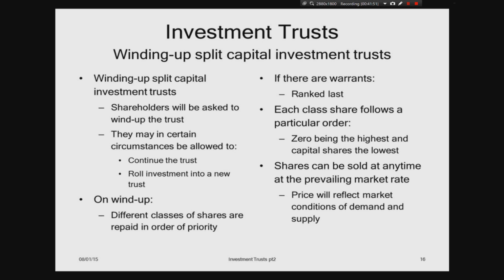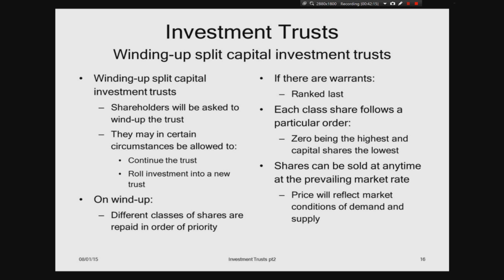If the trust is wound up, the different classes of shares are repaid, obviously once all liabilities have been settled, in order of priority after repayment of loans or debentures. If there are warrants, these are ranked last and paid after all other classes of share have been fully satisfied.